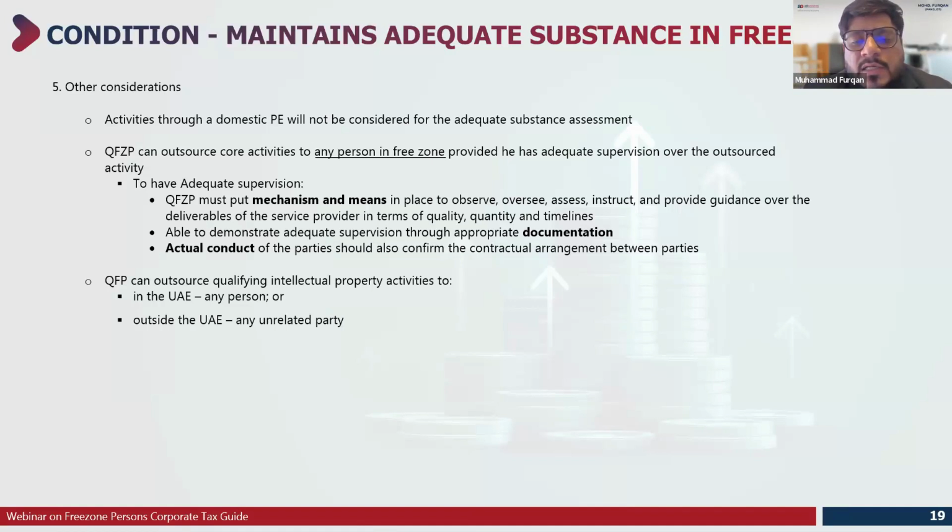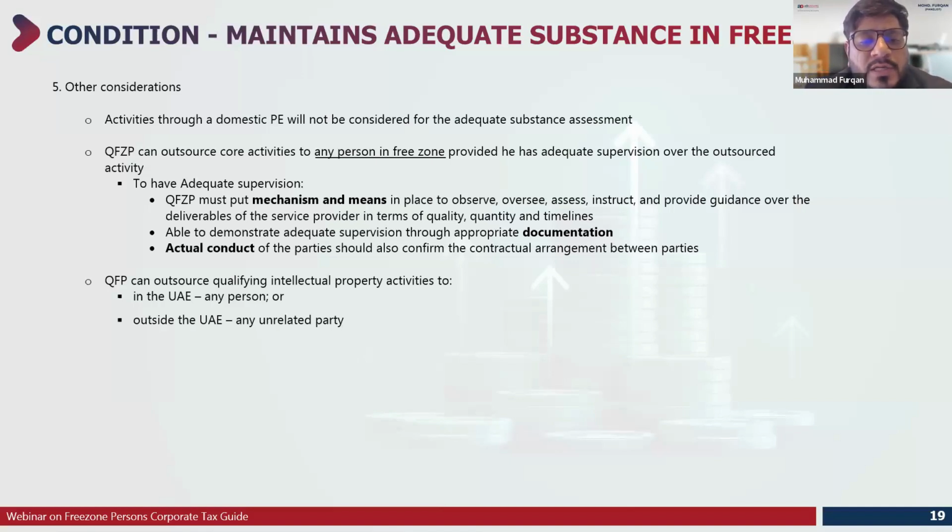Another thing, he should also have proper, appropriate documentation that should be able to demonstrate adequate supervision over the service provider. And the third thing, the actual conduct of the parties should also confirm the contractual arrangement between the parties. The actual conduct of the parties should be like that they are agent and principal, or that one has outsourced its activities to the other and has proper supervision over its activities.